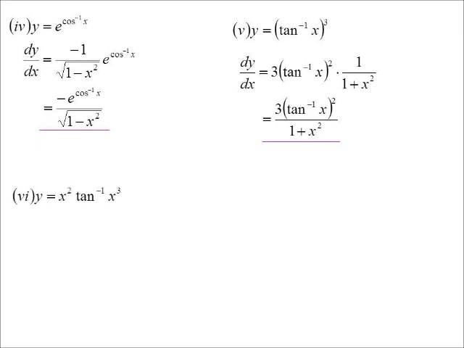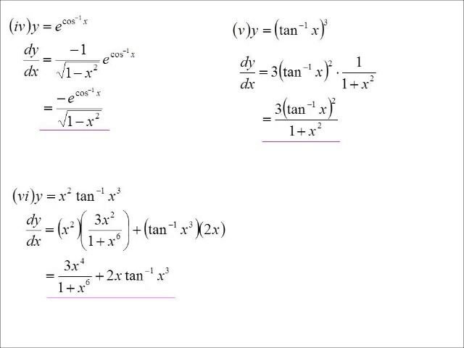X squared inverse tan x cubed. Product rule. Write down the first, x squared. Diff the second. Okay, the second is an inverse tan function, so it's the derivative, 3x squared, over 1 plus the function squared, x to the power of 6, plus, write down the second, inverse tan of x cubed, diff the first, 2x. I suppose I could factorise the x out, but why bother? It's not that much neater.